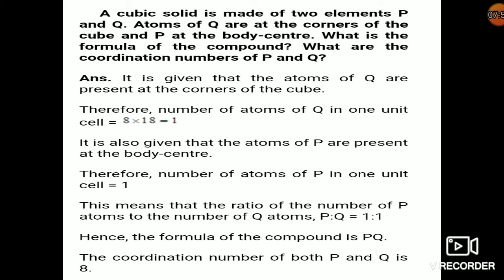Now they are talking about BCC. What is the coordination number in BCC? We already know that if it is a BCC structure, the coordination number is 8 and the total number of atoms present in BCC is 2. So the coordination number in case of P and Q will be 8. So here is the answer.